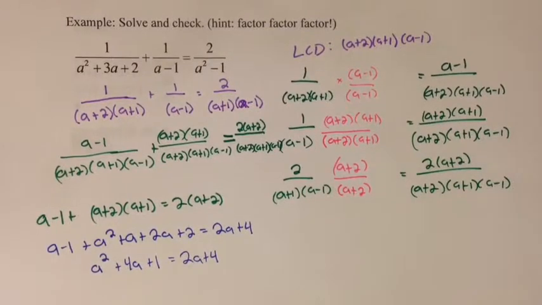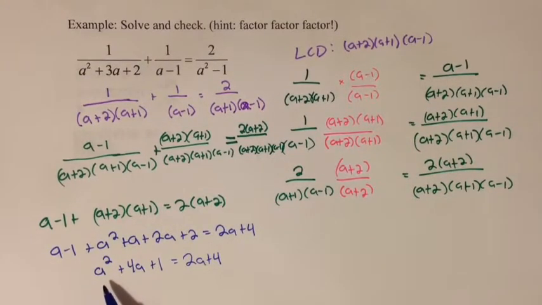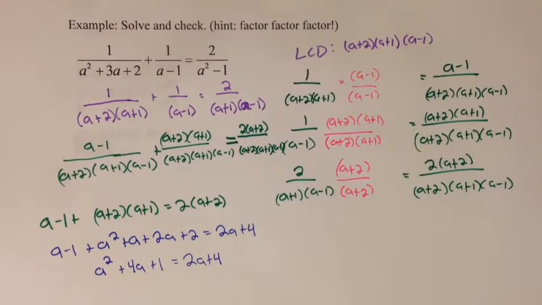Before I go any further, I'm going to take a moment to look at the equation I've ended up with, now that I've distributed everything and combined some like terms. I see that I have an a squared, so this is going to be some kind of quadratic equation. The way I solve a quadratic equation is to move everything over to one side to get it set equal to 0, and then factor. So that must be our next step.